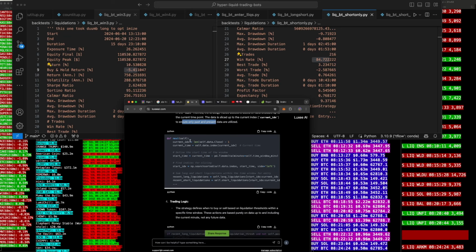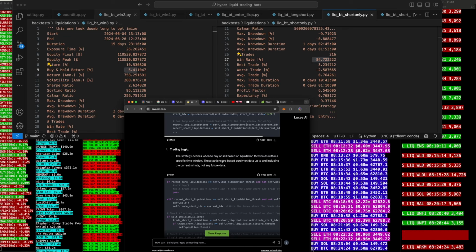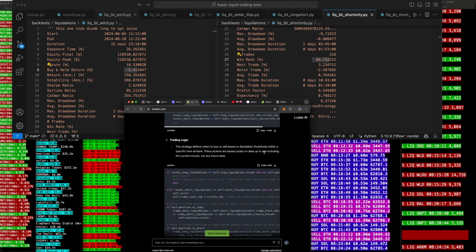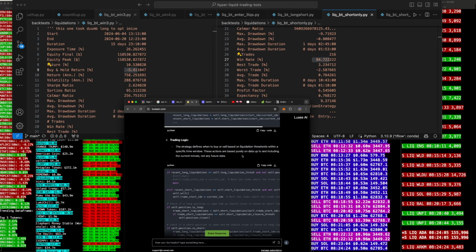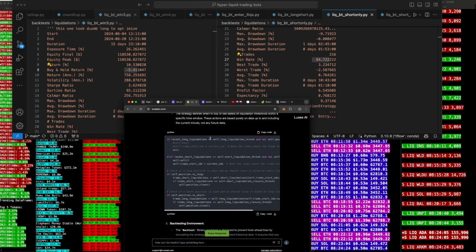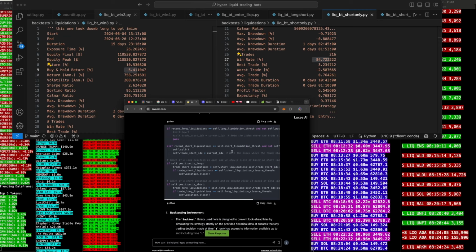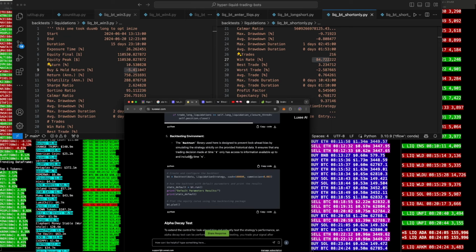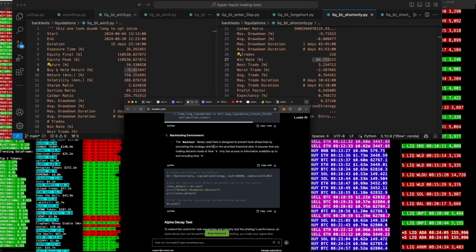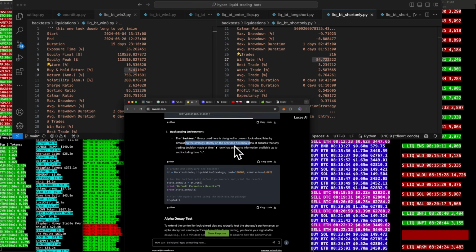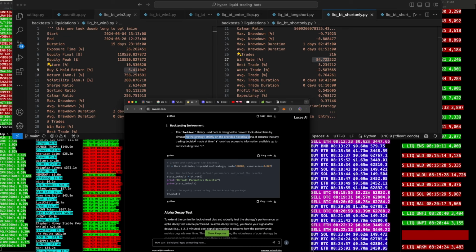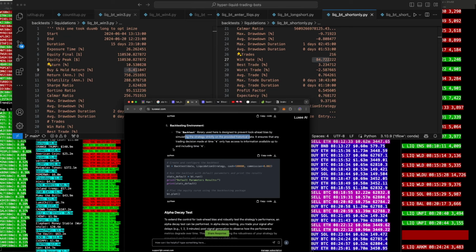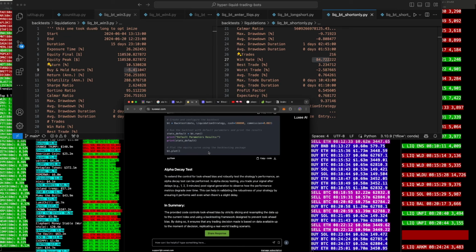So you can see here, this is the code here. So the trading logic, the strategy defines when to buy or sell based on liquidation thresholds within a specific time window. These actions are based purely on data up to and including the current minute, not any future data. So it's not looking at future data. That's how it's avoiding look-ahead bias at the end of the day. Backtesting environment. The backtest library used here is designed to prevent look-ahead bias by simulating the strategy strictly on the provided historical data. It ensures that any trading decision made at time T has access to information available up to and including time T.